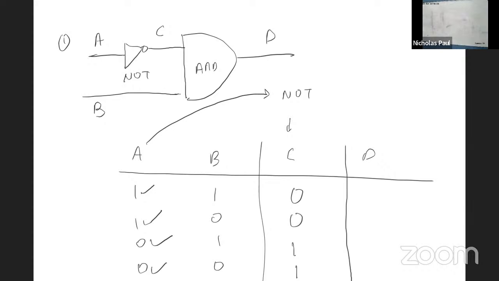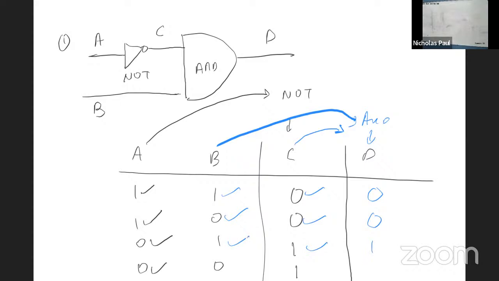How are we getting D? We're looking at C and B entering an AND gate to get D. So we're looking at B and C to figure out D. So 1, 0 entering an AND gate, what is it? That's the way you figure it out. Any questions online?